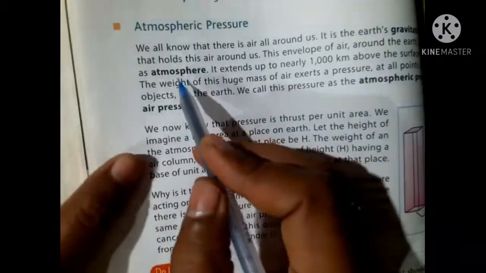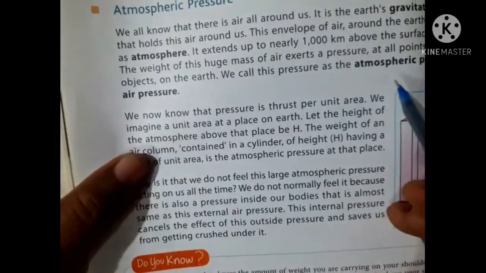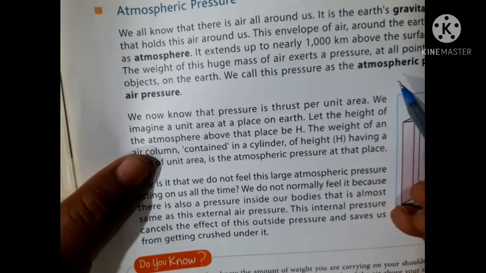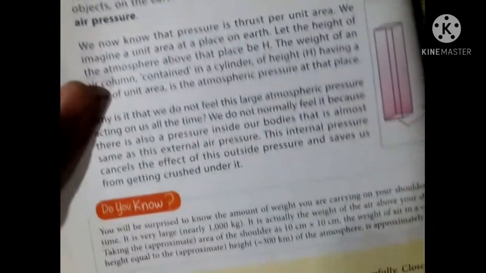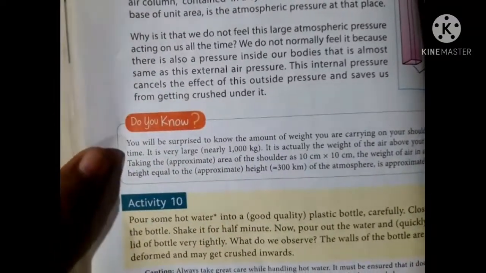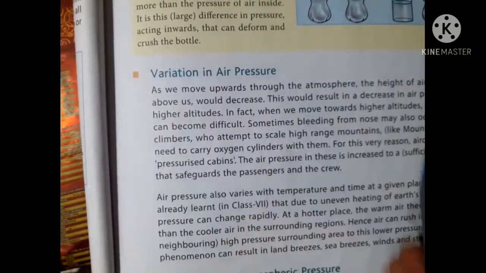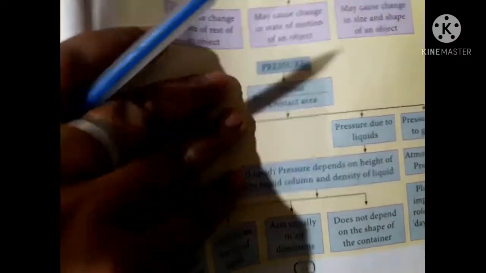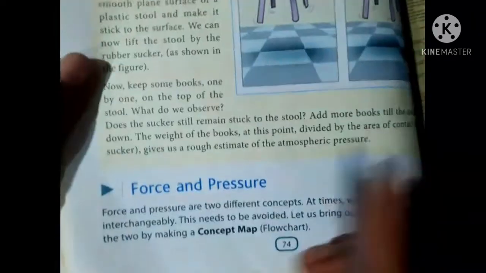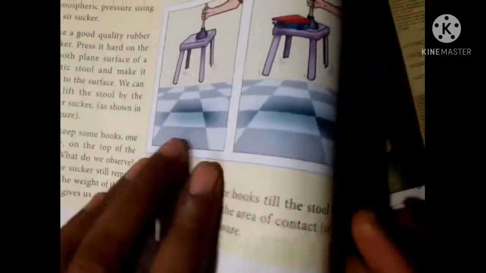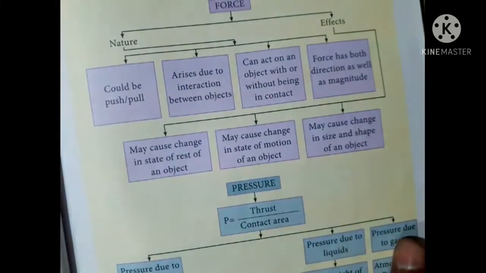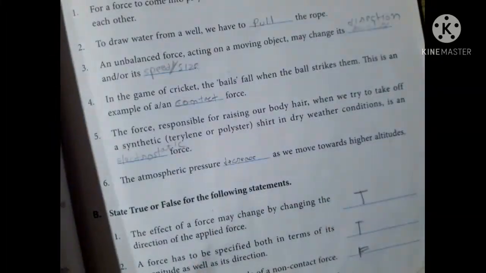Now next thing, atmospheric pressure. Pressure exerted by the atmosphere is known as atmospheric pressure. You should read all these things and try to understand. Basically, I have made this video for revision purpose. Variation in air pressure, importance of atmospheric pressure. Now, difference between force and pressure. Concept map. Try to read this. I have already discussed all these things.